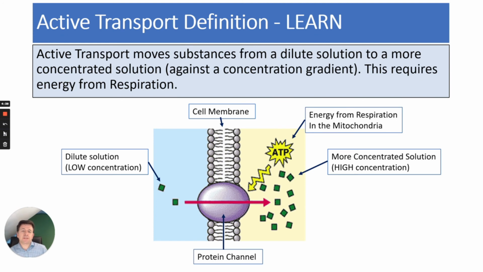Okay, so you can see in this diagram, you've got the cell membrane and you've got a dilute solution here. So it's a low concentration of particles, and they've got to move against the concentration gradient. There's a more concentrated solution on this side of the cell. So energy from respiration in the mitochondria is required to move it against that concentration gradient.